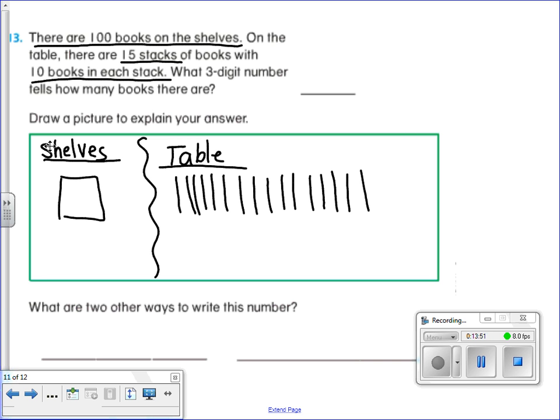I need to know how many books there are all together. What can I do with this picture of the books on the table to make it a little easier for me to look at? What can I do? Sarah? You could take 10 tens and put them into the shelf. Well, I don't need to place them anywhere else. I just need to come up with how many books there are all together, right? So here I have 100. And how many do I have here now, Sarah?